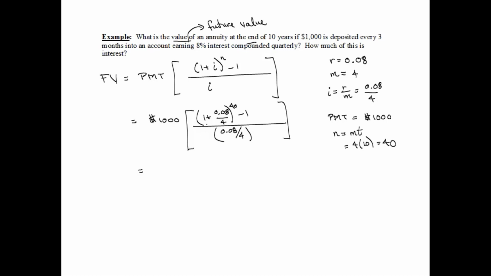It's usually best to start with the most complicated part first, so I would suggest starting with the part in parentheses in the numerator, raise it to the 40th, subtract 1 from that answer, and get an answer for your numerator. Then divide it by 0.08 over 4, and then multiply the whole thing by 1,000. You should get $60,401.98.